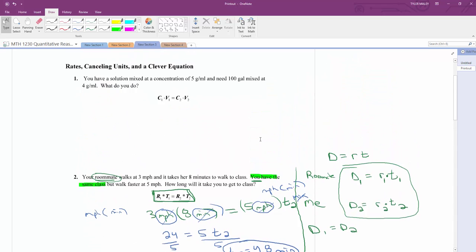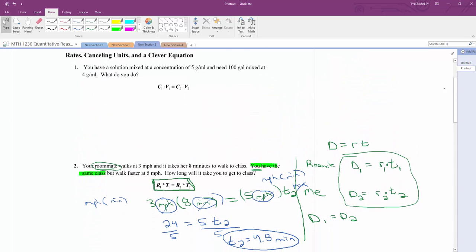All right, so let's go to problem number 1. We're given this equation: C1 times V1 equals C2 times V2. Here we have a solution mix at a specific concentration of 5 grams per milliliter, and we need 100 gallons mixed at 4 grams per milliliter. What do you do? If we plug in what we know, we can let C1 be 5 grams per milliliter.